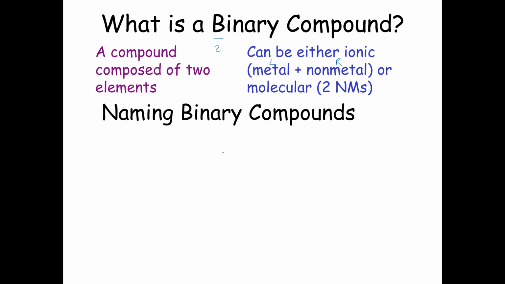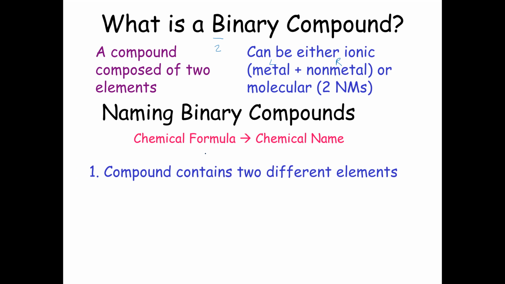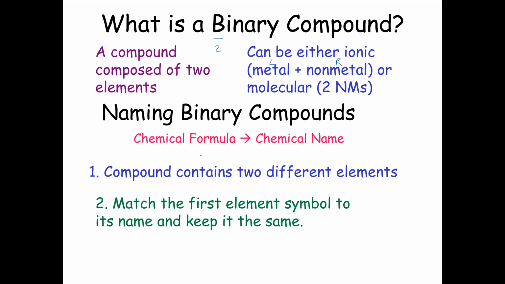So let's talk about how we name our binary compounds, going from the chemical formula to the chemical name. If you're given the formula and you're asked for the name, this is how you take what you're given and determine the chemical name. The compound contains 2 different elements. Like I said, it is binary. You're going to match the first element symbol to its name and keep its name the same. To know all of the element symbols and names, make sure you use table S from your reference tables, because some of the elements are a little bit trickier.